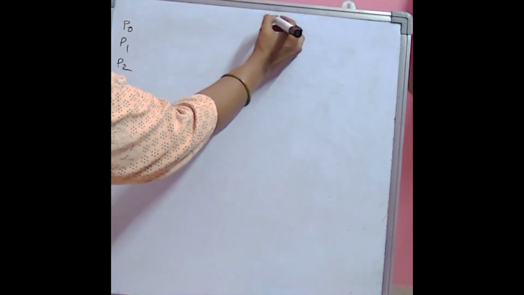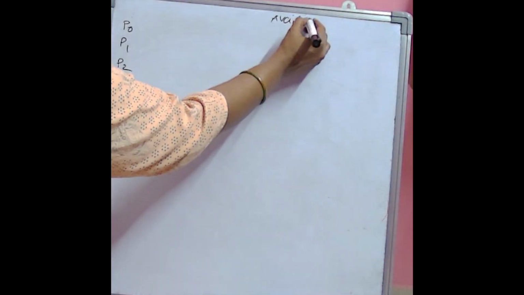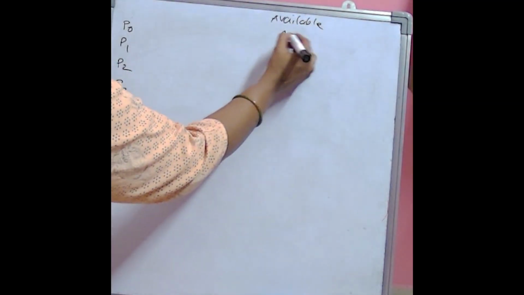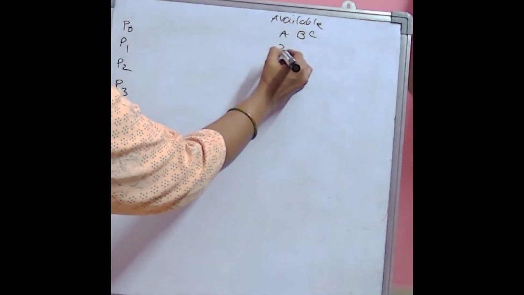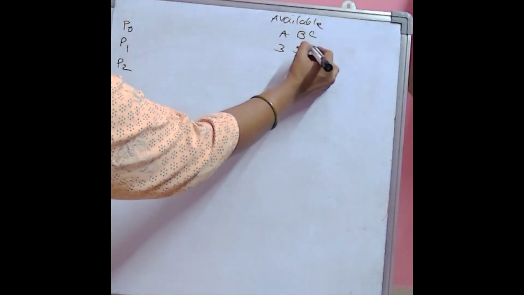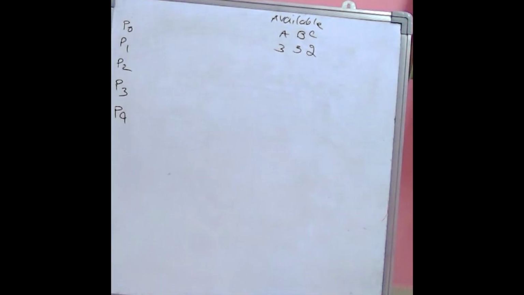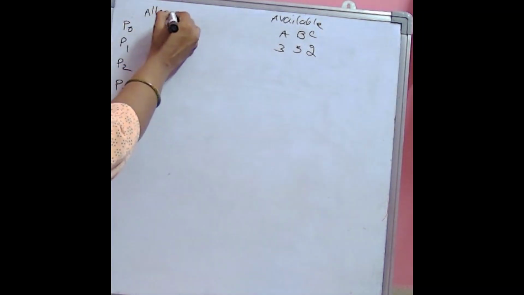At that time, the system has only 3 types of resources: A type resources are 3, B type resources are 3, and C type resources are 2, available in the system. 5 processes are executing in that system at that time. These are the availability positions of the system. This it will give in your question.